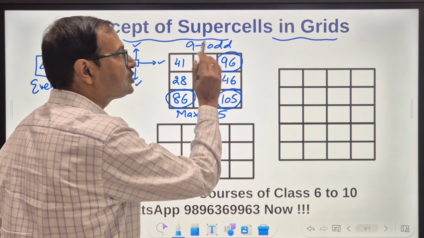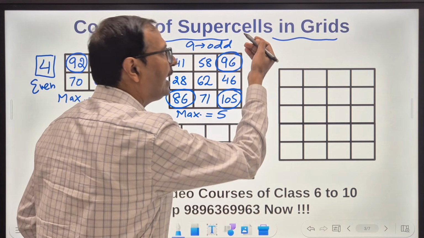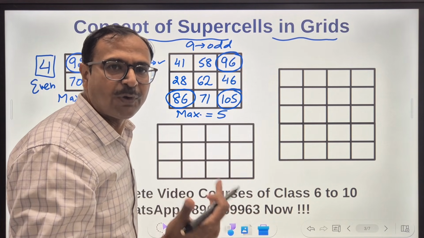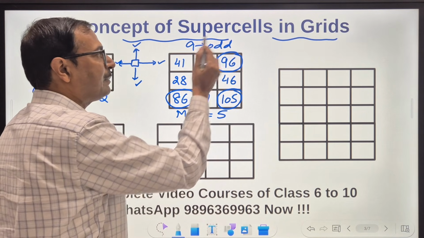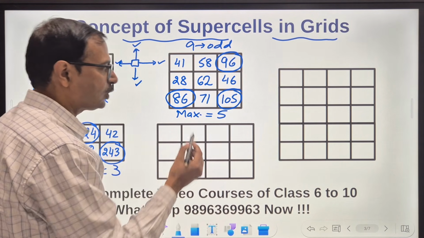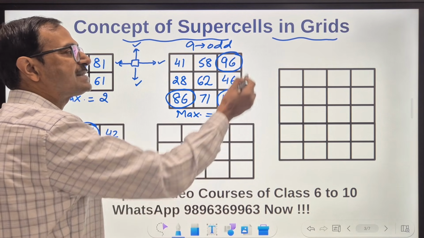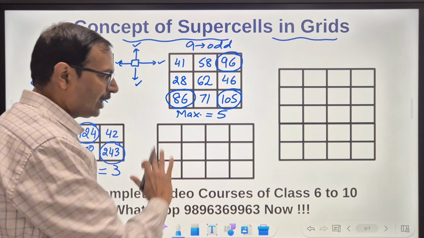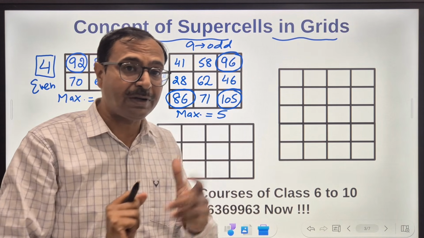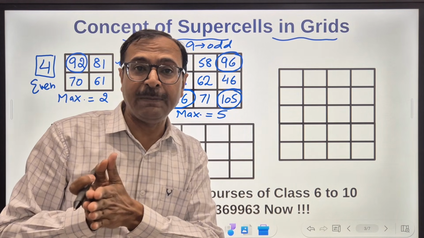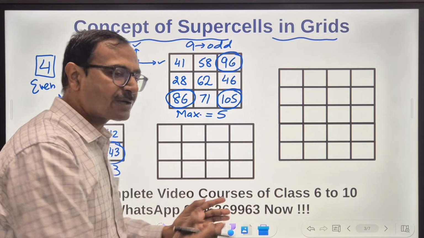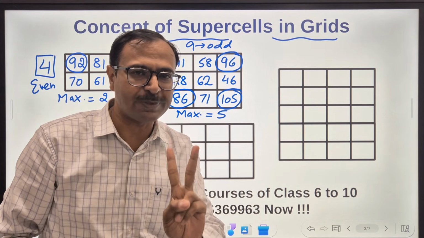Because 9 is odd, I will take the next number, 10, and take the half, n plus 1 by 2 in case of odd numbers. So 9 plus 1 by 2 is 10 by 2, that is 5. So 5 maximum supercells can be there in this one. How many supercells are possible here? The maximum number. I am talking about the maximum number, not the minimum. Minimum can be 1 also. A single supercell out of all these blocks can be the one supercell.